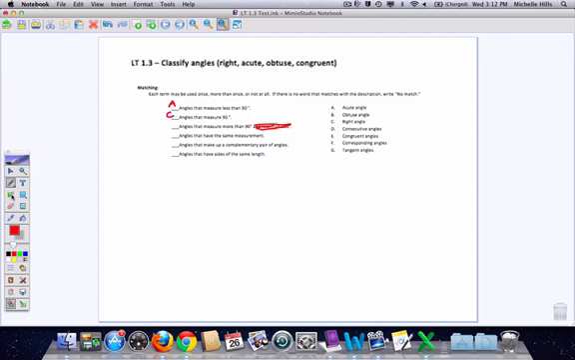So if we add those other words in, however, and less than 180, then it is obtuse. Angles that have the same measurement, well, things that have the same measurement I say are congruent. So I look over here and congruent is E.